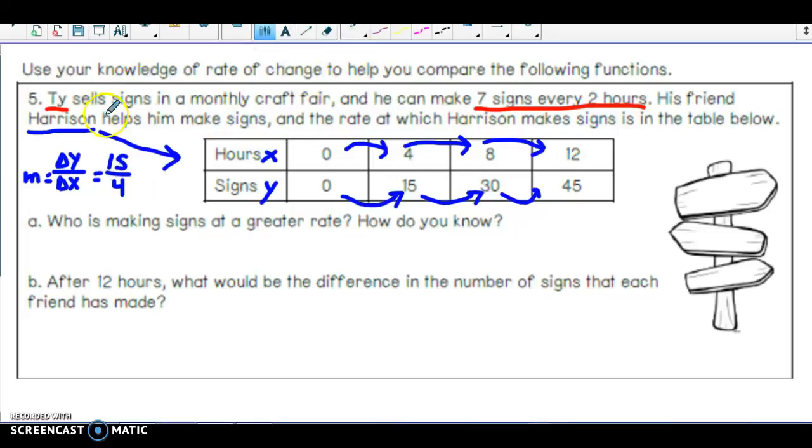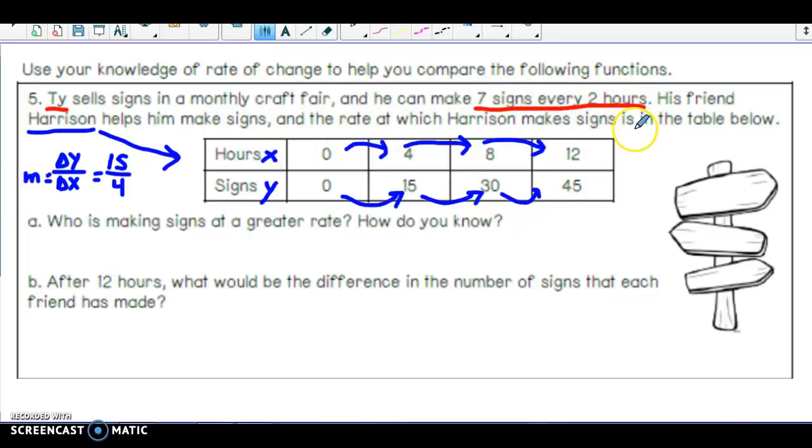If we go back to look at the information we have about Ty, he can make 7 signs every 2 hours. So if you look at the way we labeled our variables earlier, the signs were our y values, the hours were our x value.